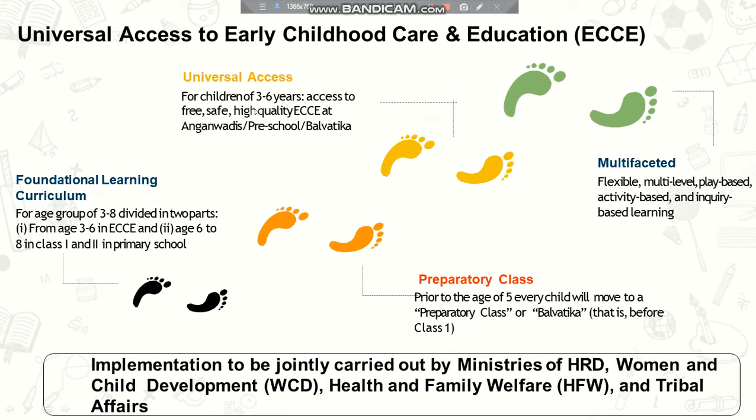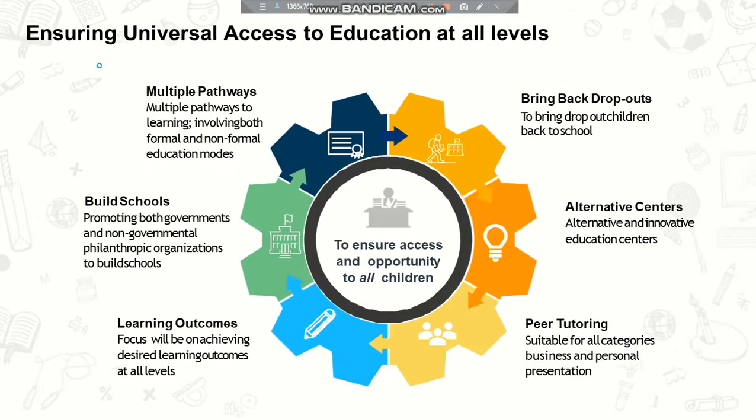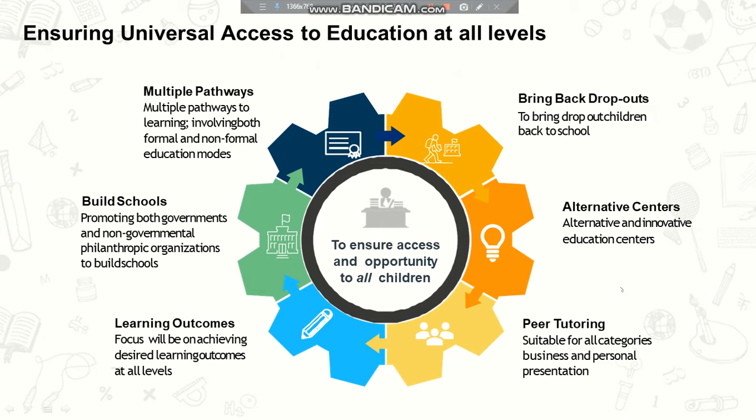Universal access is given for children 3 to 6 years: access to free, safe, high quality ECCE at Anganwadi, preschools, Balvatika, with a multifaceted and fundamental learning curriculum and a preparatory class. That means prior to the age of 5, every child will move to a preparatory class or Balvatika, that is before class 1. Implementation is to be jointly carried out by the ministries of education. Ensuring universal access to education at all levels is the most important feature here.